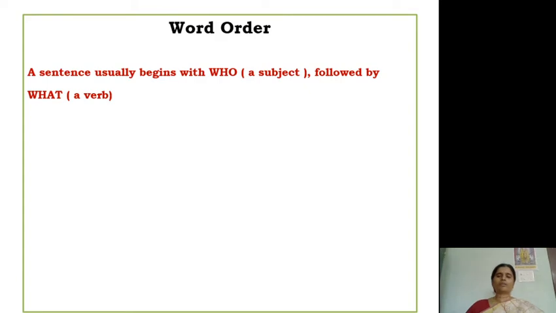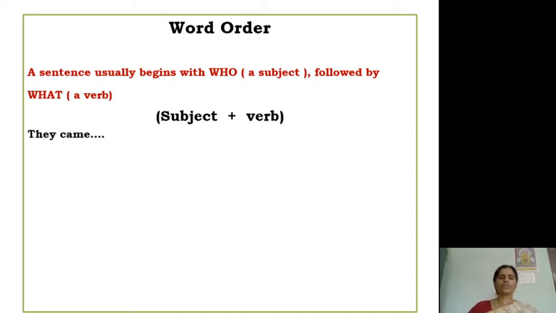A subject means, if we put a question of whom the sentence tells about or of what this sentence tells about, then the answer becomes the subject of the sentence. For example, they came. I have two words here. One is they, the other one is came. If I ask the question, who came? The answer is they came. So they becomes the subject of the sentence.